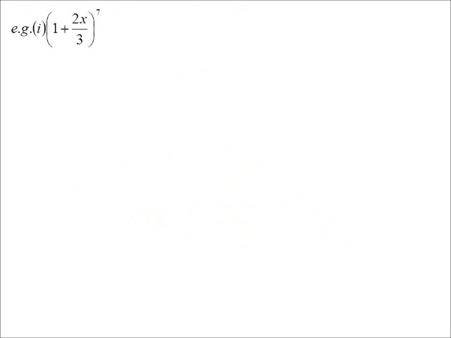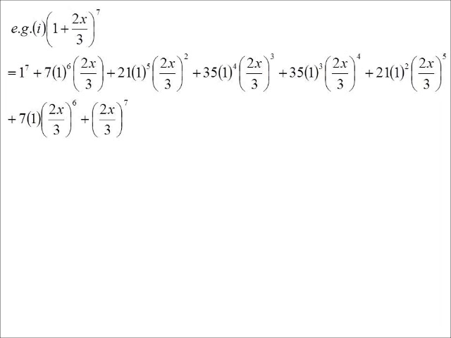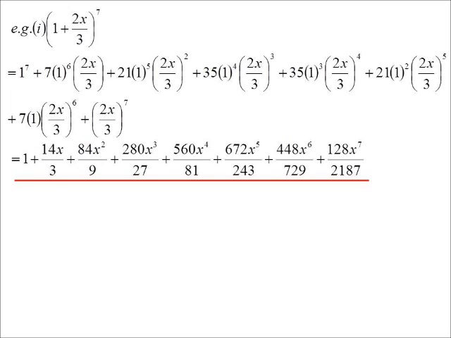Alright, so we can use that to expand out (1 + 2x/3) to the power of 7. Here we go. Powers of 1 start at 7 and go down by 1. Powers of 2x/3 start at 0 and go up by 1. The two powers always add up to the power of the expression, so in this case 7. And then we add in the coefficients into each term. So each term gets multiplied by its respective coefficient. So we tidy that up, and voila!